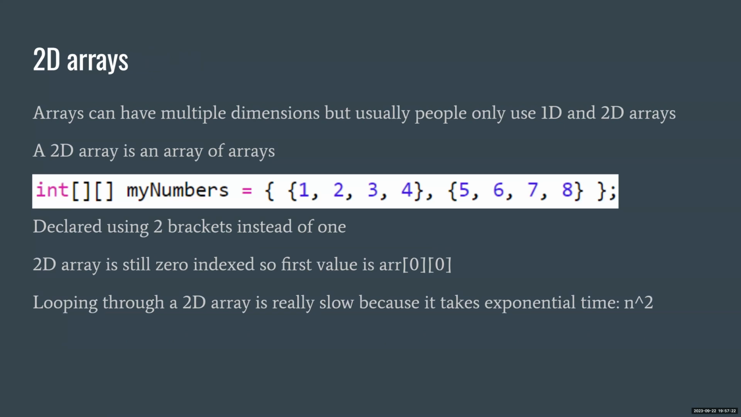So next is something called 2D arrays. So whenever you use arrays, you definitely use 1D and 2D arrays. There are 3D arrays and possibly 4D arrays, though no one's ever going to use a 3D array and 4D array, and I'll explain why later. So a 2D array is just basically an array of arrays, right?